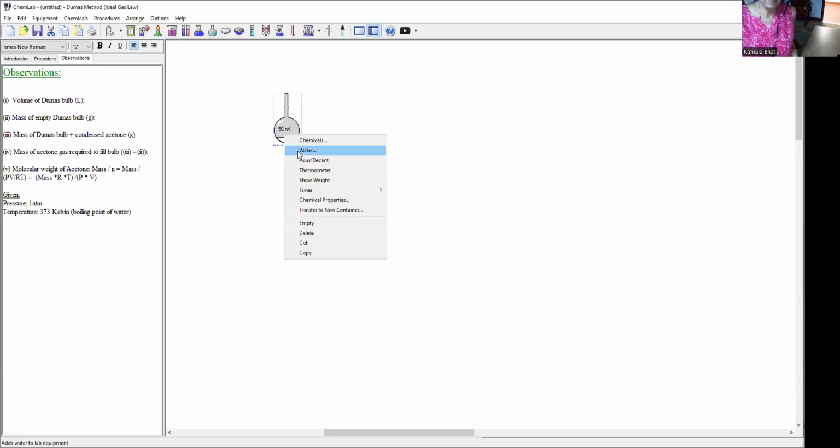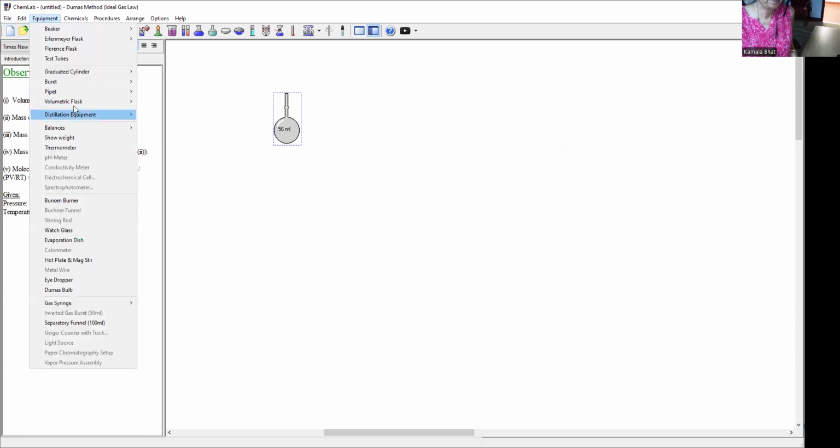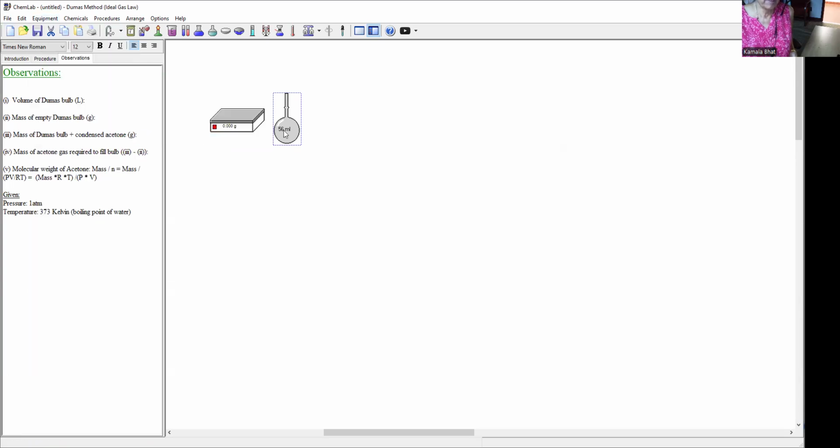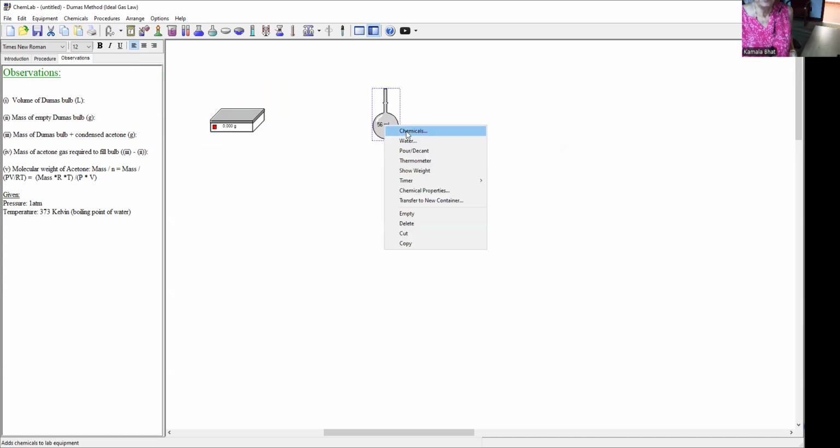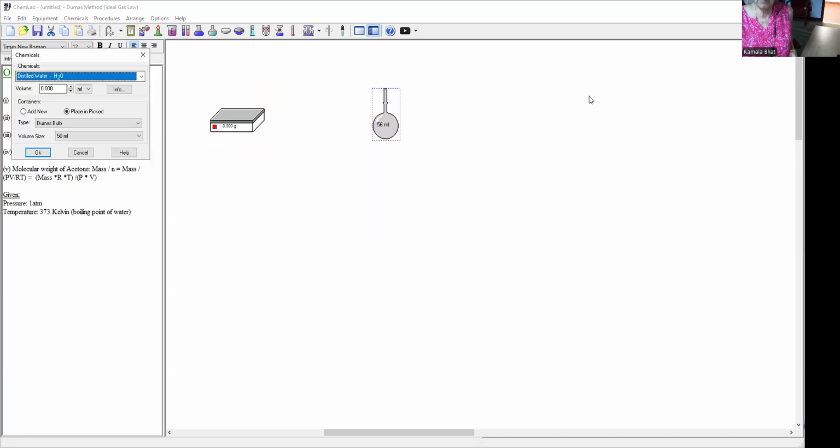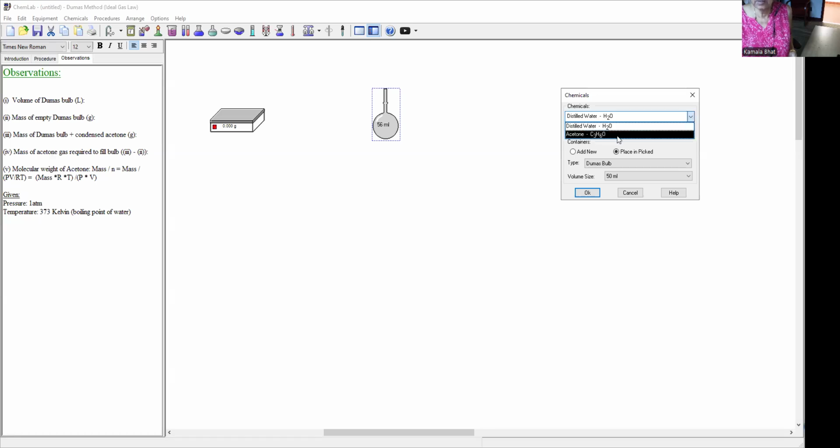But before I do that, I forgot something. So let's go back and get an electronic balance, because it says mass of Dumas bulb. Put the bulb on it and record the mass. So you have the volume in liters and the mass in grams of the bulb. Now get the chemicals, select acetone, and please do not use the volume that I am using. Follow the book instructions.